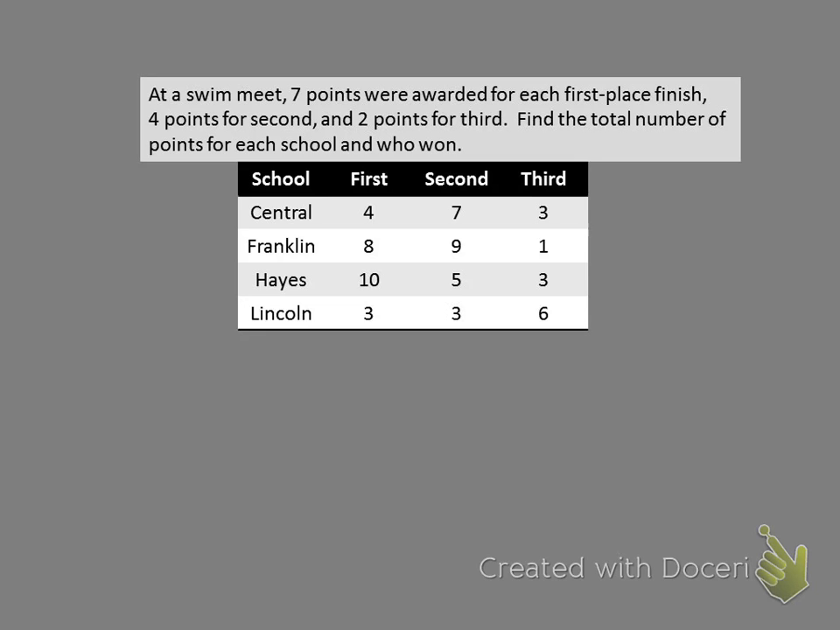There you go. Okay, so here's what I'm getting to with the word problem. At a swim meet, 7 points were awarded for each first place finish, 4 points for second, and 2 points for third. As you can see, the table is set up to have each school in the row and their placings for each place in the columns. Everybody make sense? Now, find the total number of points for each school and who won. So, you're given each school's first, second, and third places. So that ends up being this nice little 4-row, 3-column matrix right there.